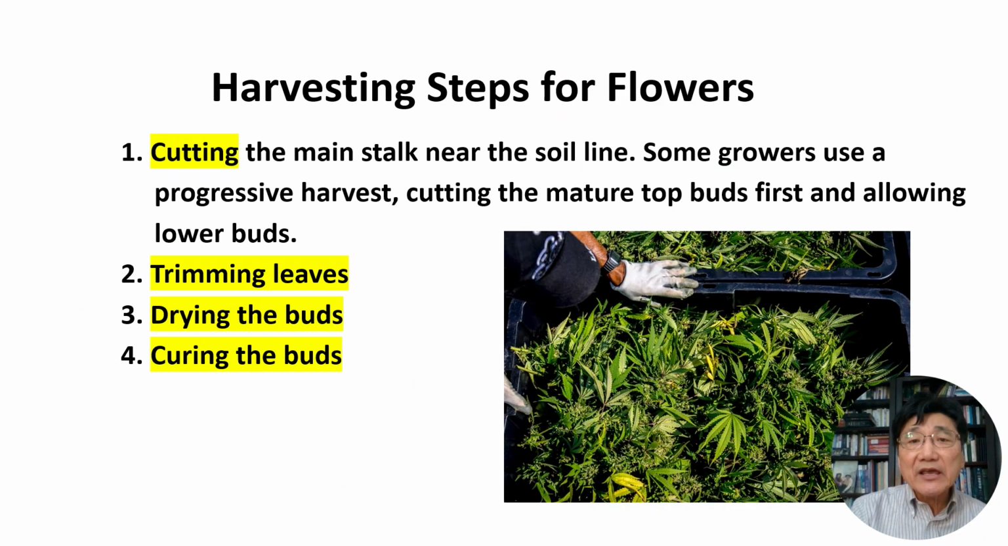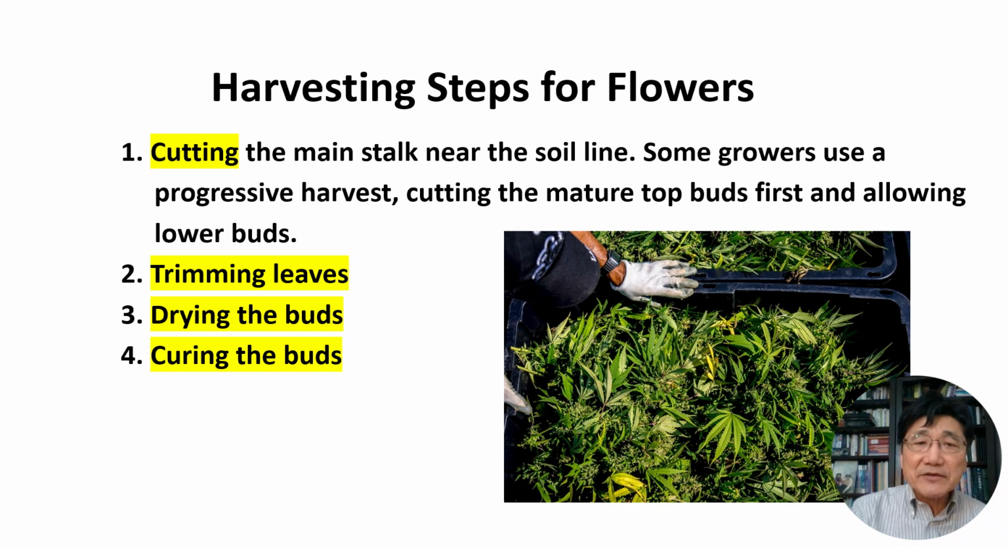Flower harvesting involves several steps: cutting the plant, trimming the leaves, drying the buds, and curing them. The first step is cutting the plant. It depends on the plant size. Cut the main stalk near the soil line or cut individual branches. Some growers opt for a progressive harvest, cutting the mature top buds first and allowing lower buds to ripen further.